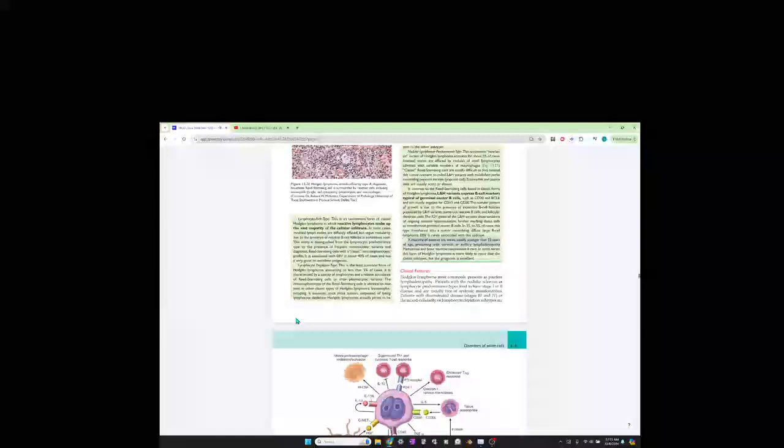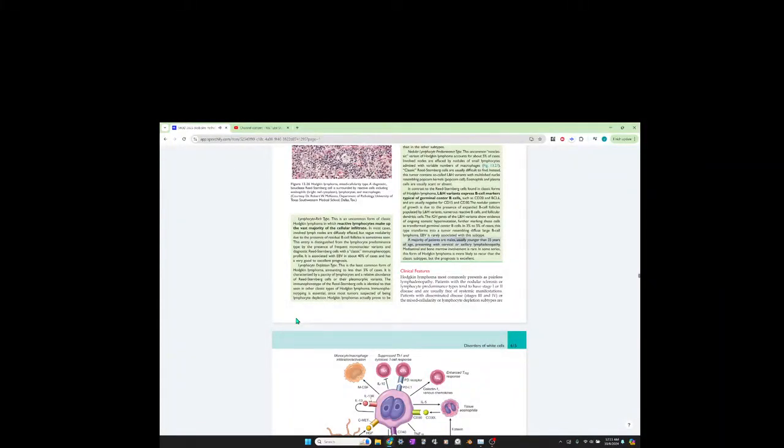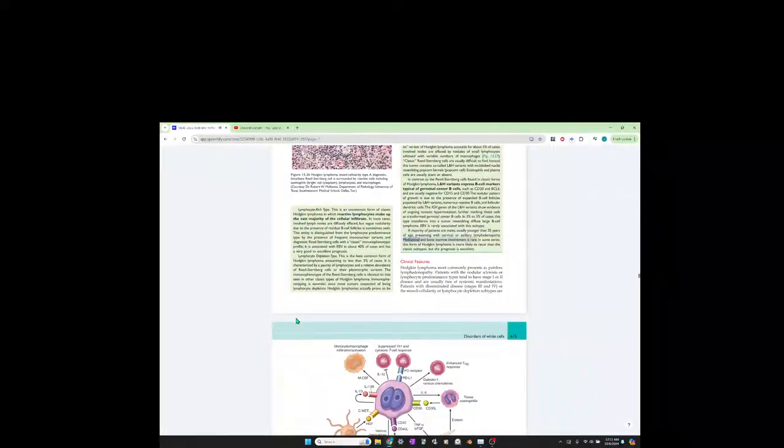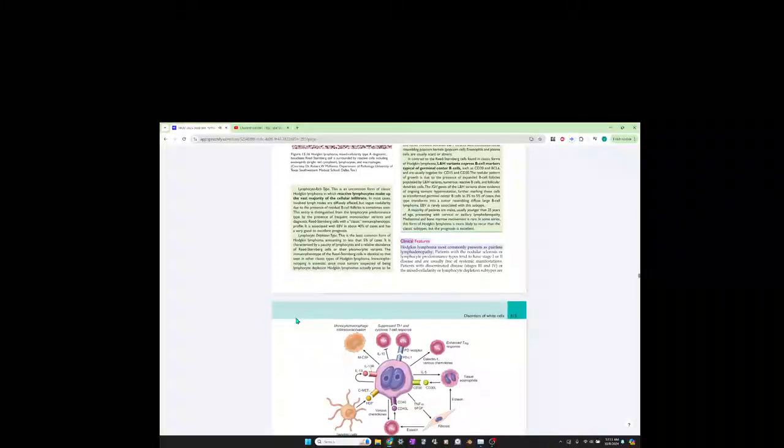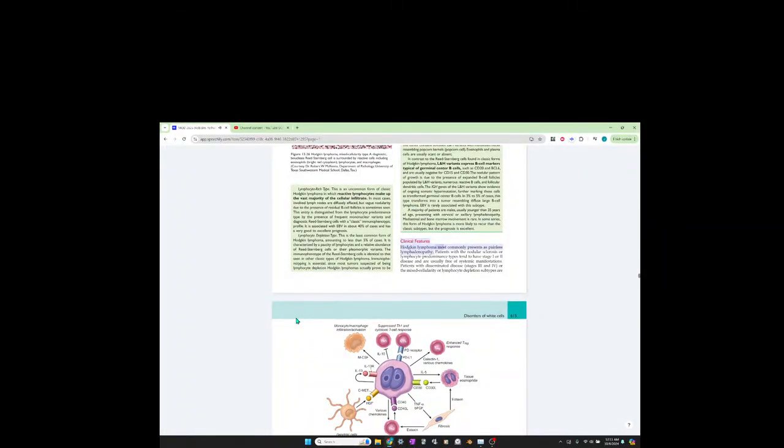A majority of patients are males, usually younger than 35 years of age, presenting with cervical or axillary lymphadenopathy. Mediastinal and bone marrow involvement is rare. In some series, this form of Hodgkin lymphoma is more likely to recur than the classic subtypes, but the prognosis is excellent. Clinical features: Hodgkin lymphoma most commonly presents as painless lymphadenopathy.